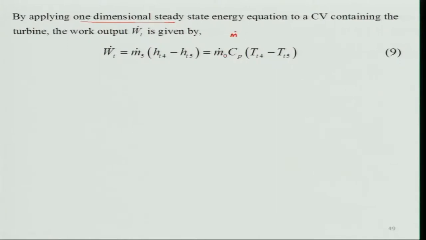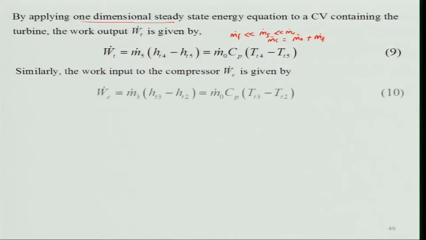Keep in mind that here I am saying m naught f is very, very less than m naught. So therefore I am saying m naught 5 is equal to m naught. Basically m naught 5 is equal to m naught plus m naught f. But I am assuming this, so therefore m naught f cp (Tt4 minus Tt5). Similarly, I can have for compression, which is the same as m naught cp (Tt3 minus Tt2), right?